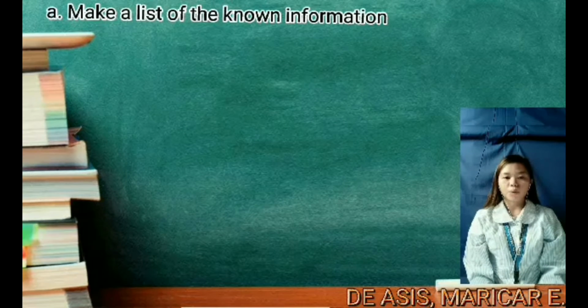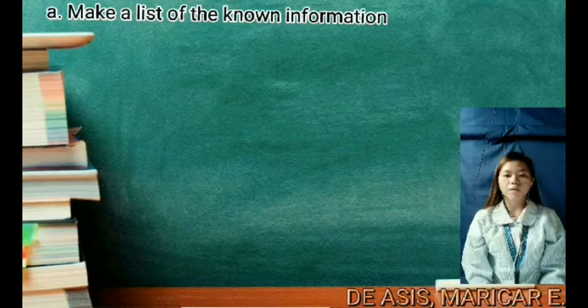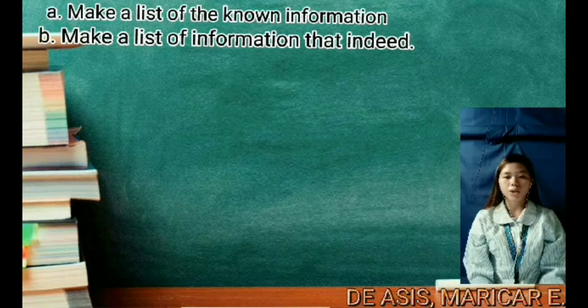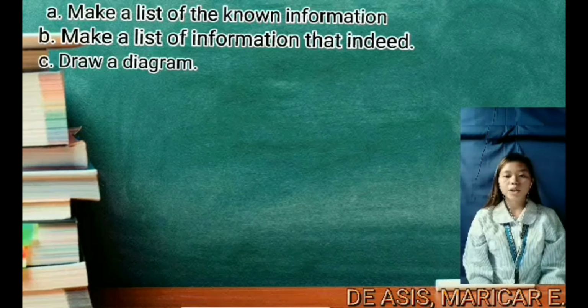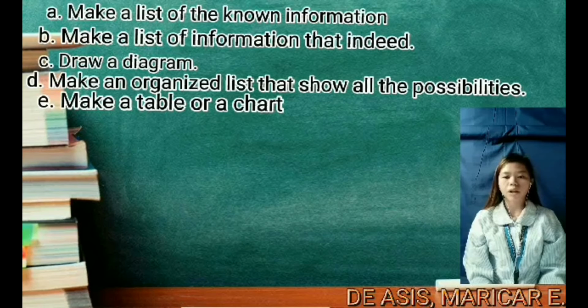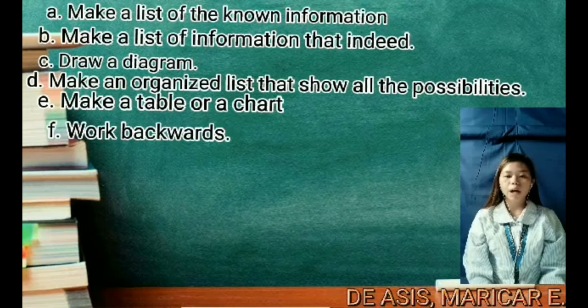First, make a list of the unknowns. Make a list of the known information. Make a list of information that is needed in a solution. Next, draw a diagram. Make an organized list that shows all the possibilities. Make a table or chart. Work backwards.